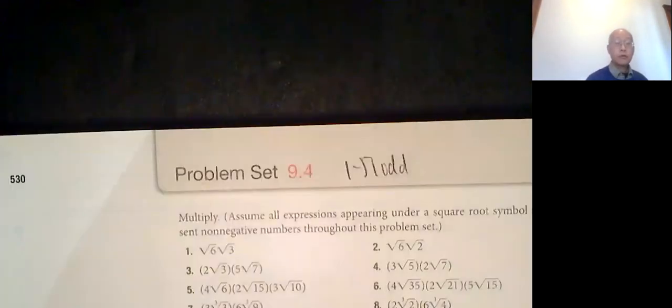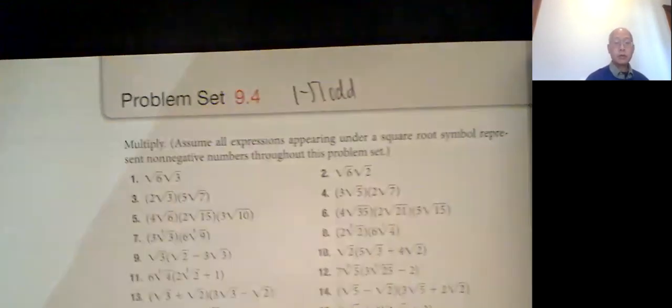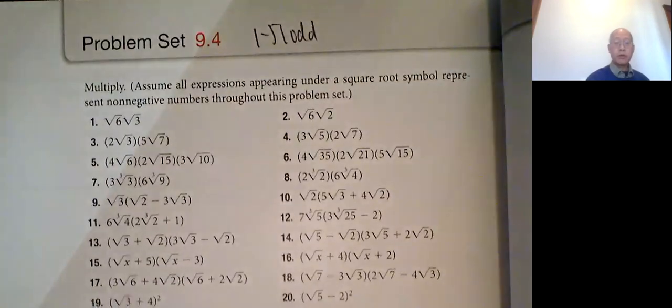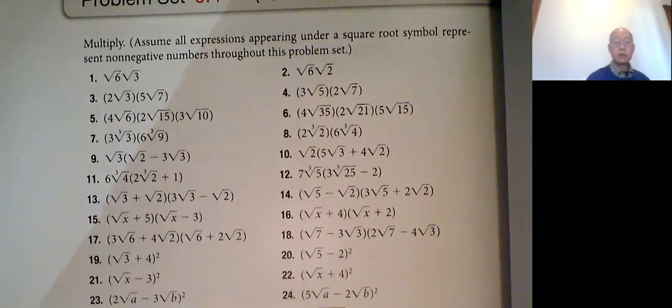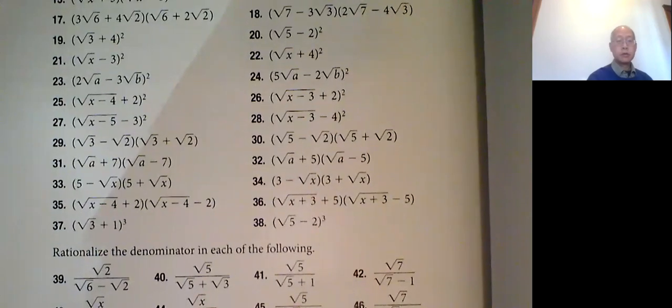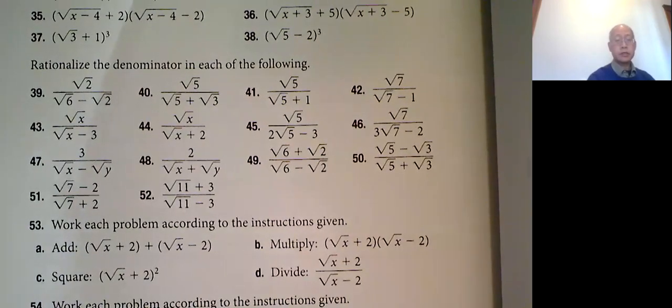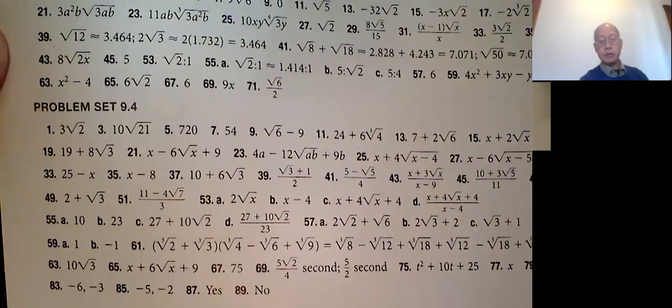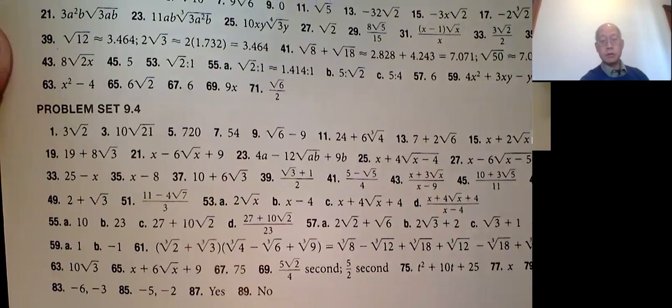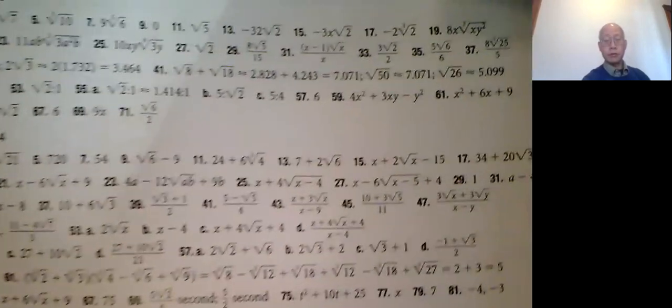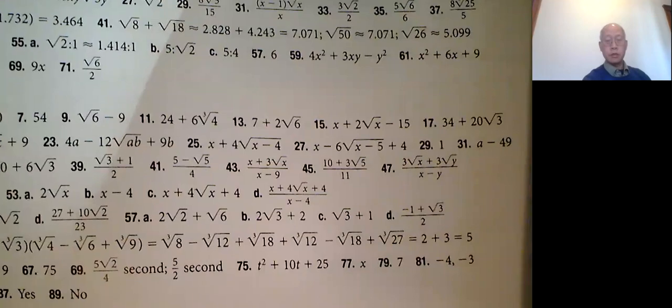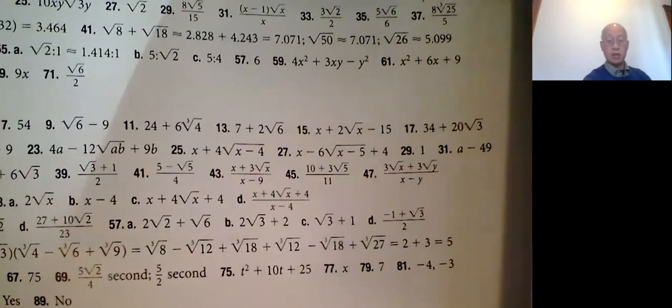Okay, section 9.4, page 530, 1 to 51 odd. And I think that's everything you can see. And the answers, 9.4 at the bottom there. And scroll over to the right a little bit. Yeah, okay.